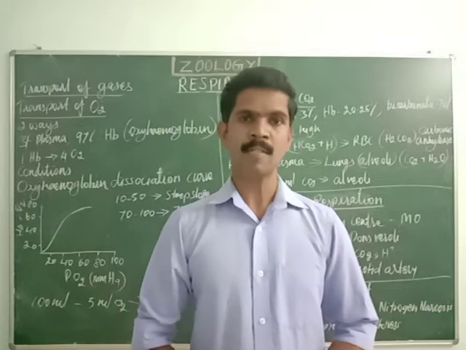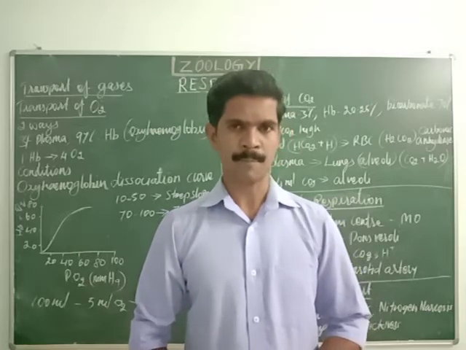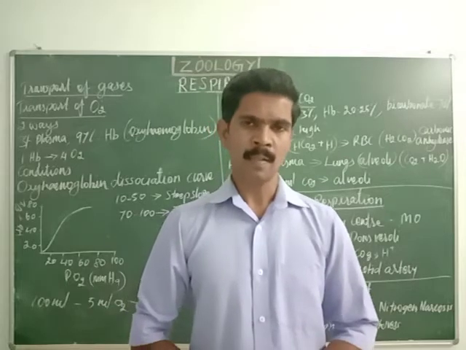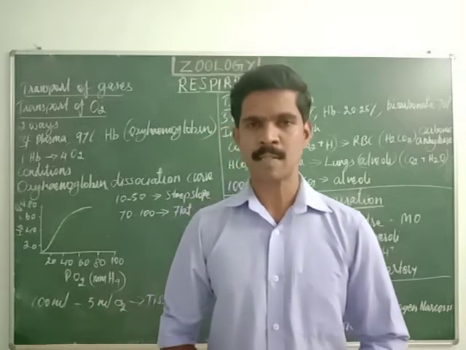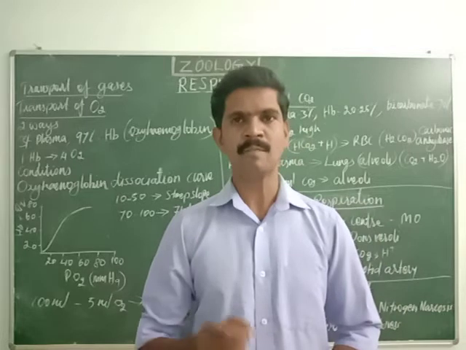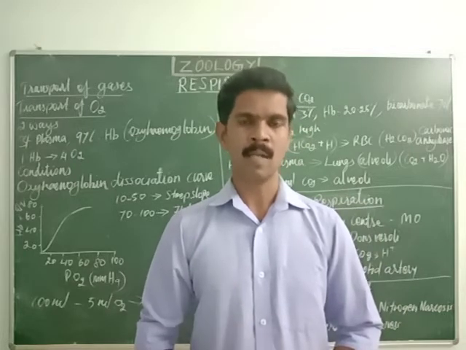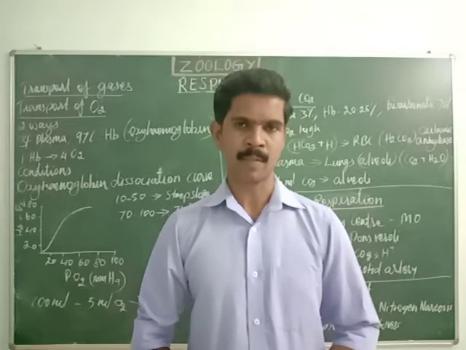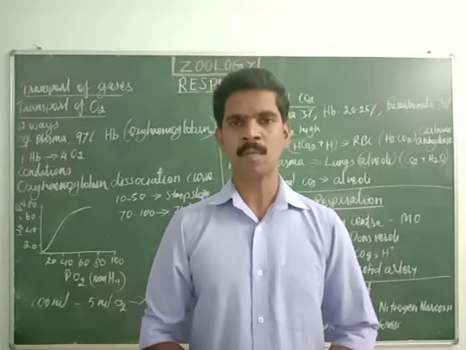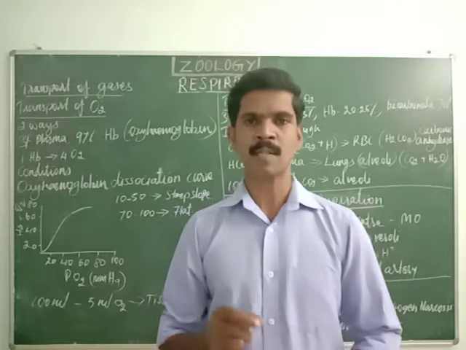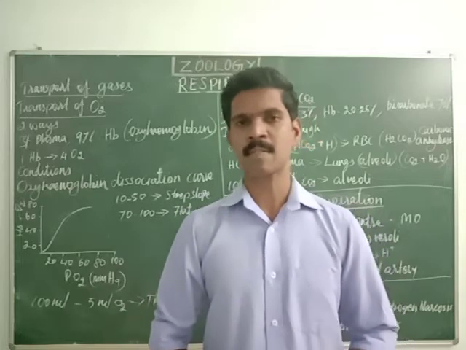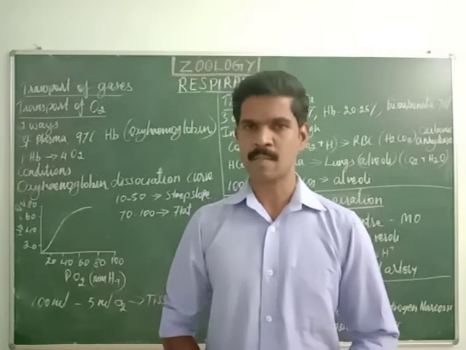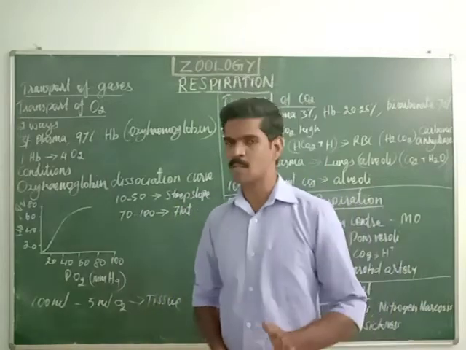The remaining 97% of the oxygen molecules are carried by the hemoglobin molecules. That means the remaining 97% of the oxygen molecules bind with the hemoglobin molecules, and now this hemoglobin molecule is called oxyhemoglobin. This hemoglobin molecule carries the 97% of the oxygen to the tissues. Understand? Hope you understood this part.